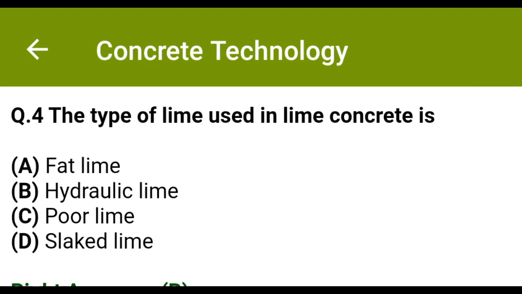The type of lime used in lime concrete is: option A, fat lime. Option B, hydraulic lime. Option C, poor lime. Option D, slaked lime. The correct answer is option B, hydraulic lime.